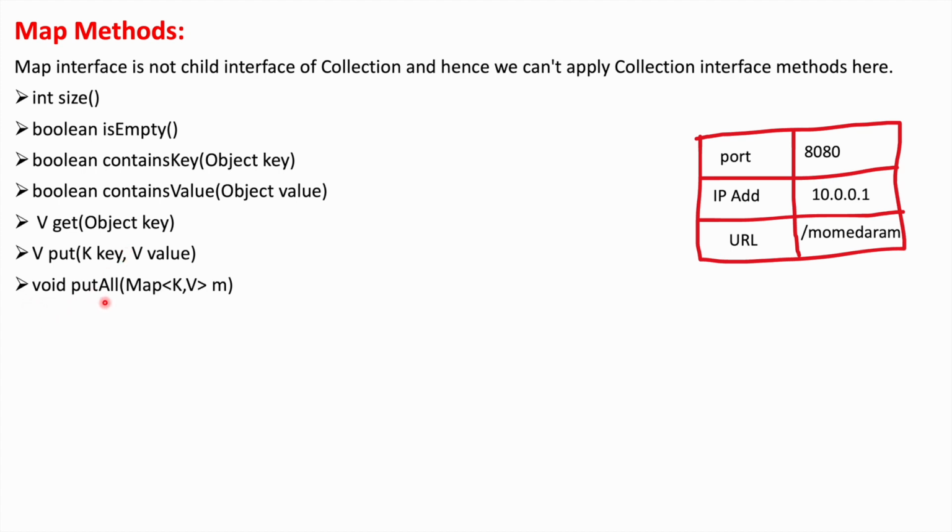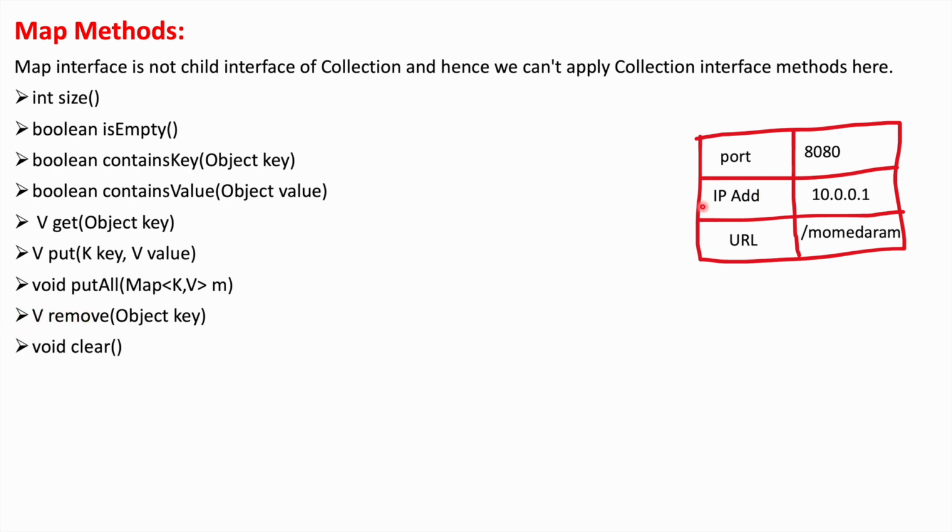Next is the putAll method. If you have an existing map and you want to add all its key value pairs into the new map object, that time we will use the putAll method. Remove method: if you want to remove any key value pair by using the key, that time we will use the remove method. If you want to remove the port, you will give map.remove of port. This method will remove the complete entry, the key value pair, and it will return the value that was removed.